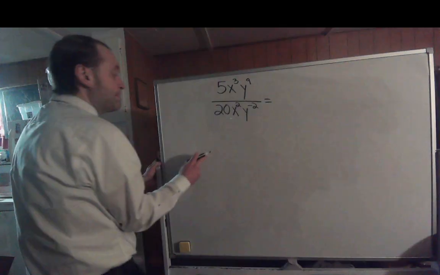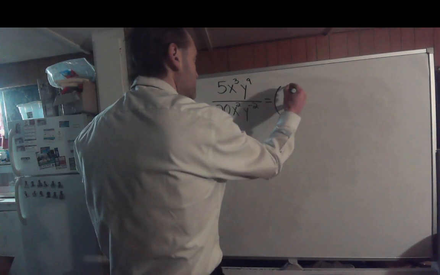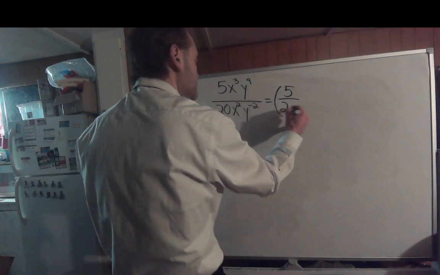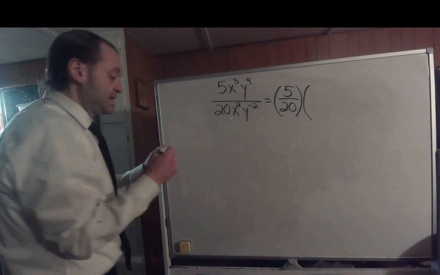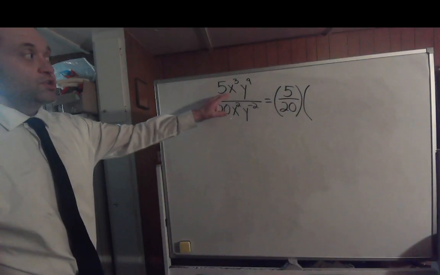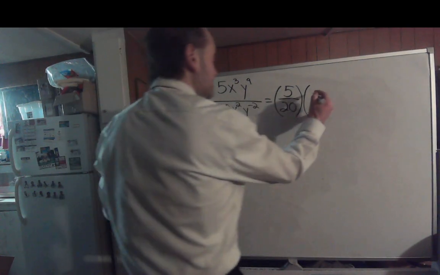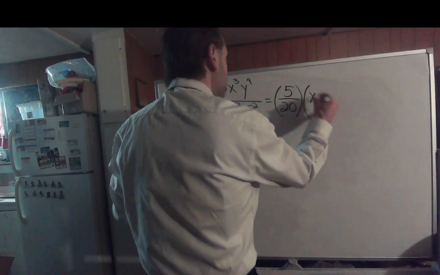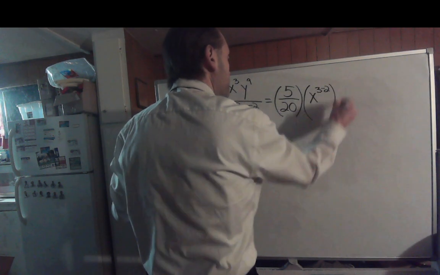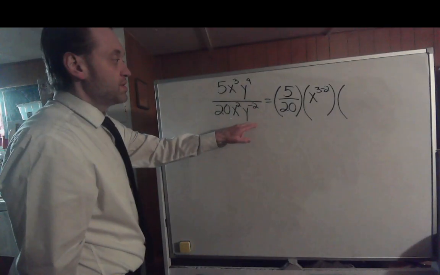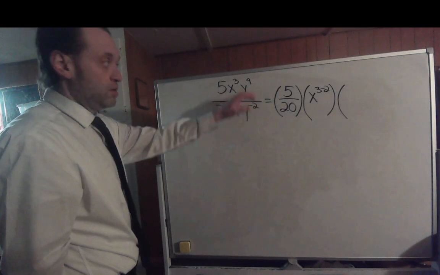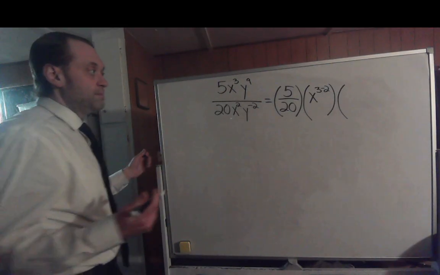We have 5 over 20 because you have 2 constant bases here times your x bases. Now for your x base, the power in the numerator is greater than that of the denominator. So you'd have x to the 3 minus 2 times, now let's deal with your y. You have y to the 9th divided by y to the negative 2nd, while the power in the numerator is greater than that of the denominator. So this would be y to the 9 minus negative 2.